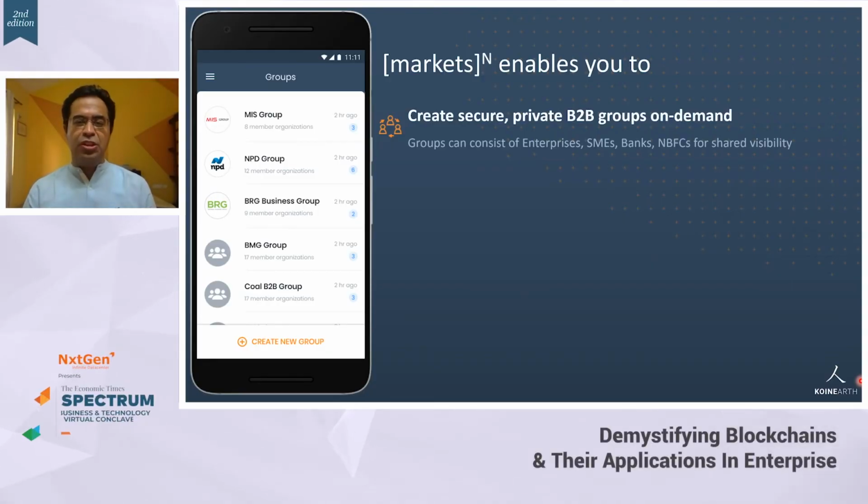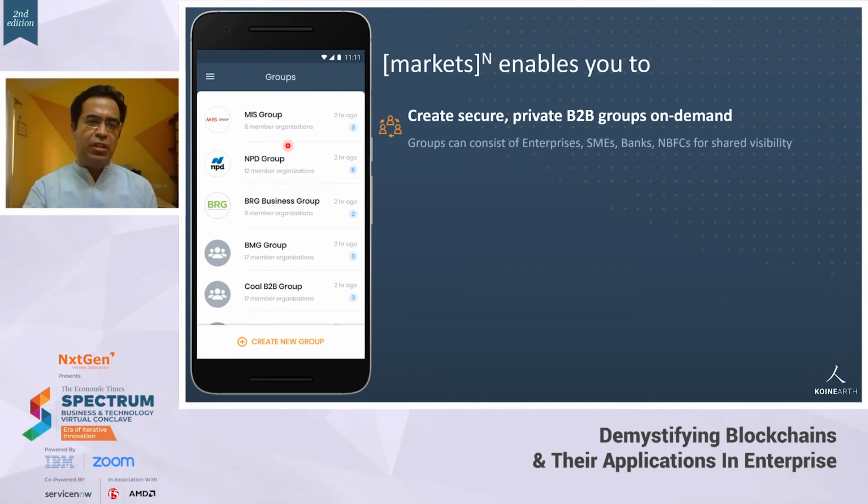Our platform, Markets, which is an enterprise blockchain scenario, enables you to create secure, private B2B groups. So the cross-enterprise digital platforms that I was talking about, we call them simply groups. For example, you can form a group with some of your suppliers. Maybe you form another group with your channel partners. You form one group with a bank and some of your tier 1, tier 2 suppliers. So you can form multiple groups. This will remind you of what you see in WhatsApp, the ability to form these groups. But of course, these groups are between companies and not individuals. And underneath the hood, these groups are actually permission blockchains between those companies.